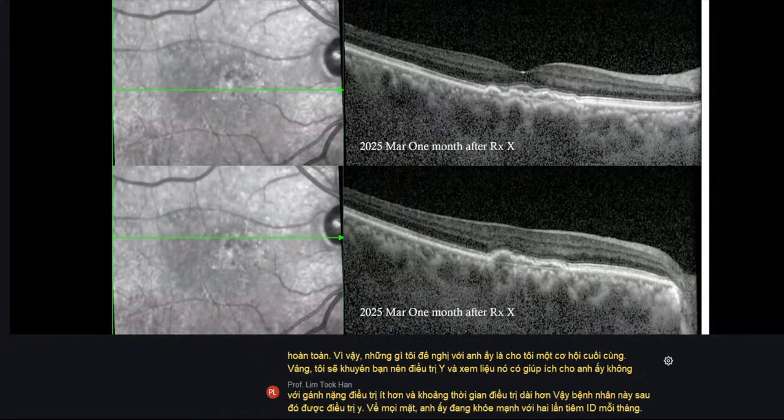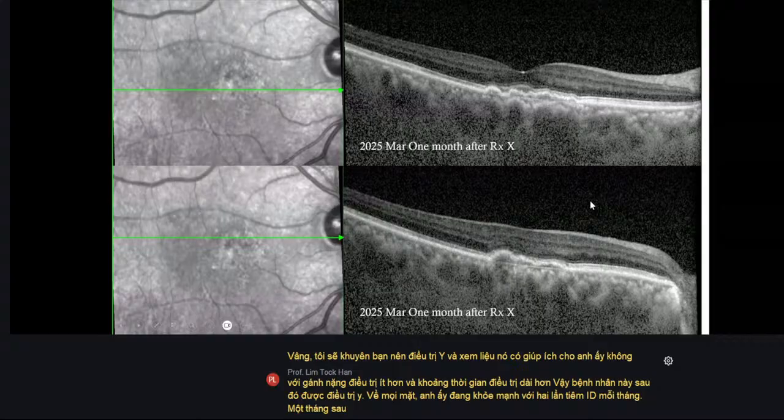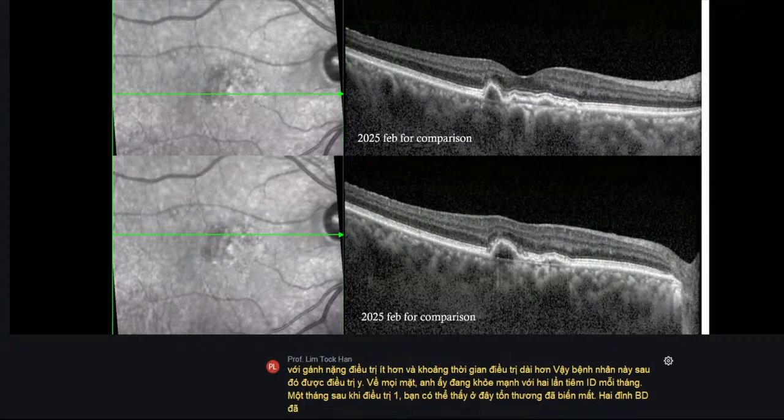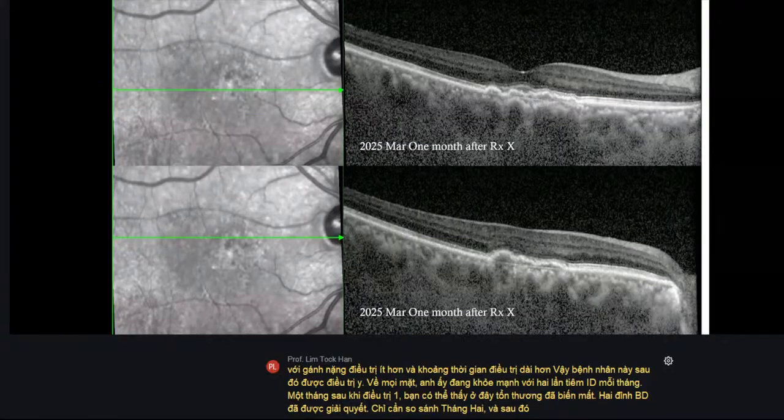One month after treatment Y, you can see here the lesion has disappeared. The double-peak PED has resolved. Just compare with February, and then you look at after treatment, right? It has resolved.